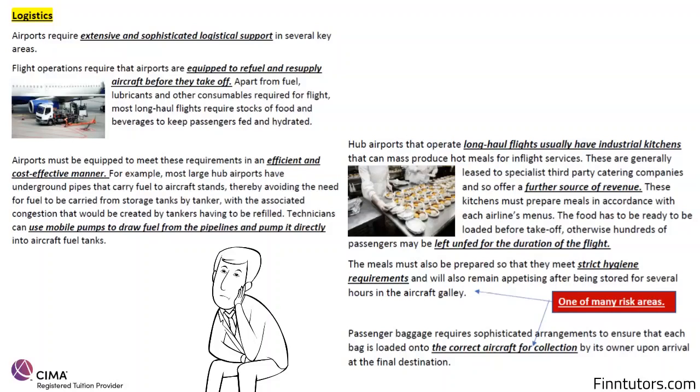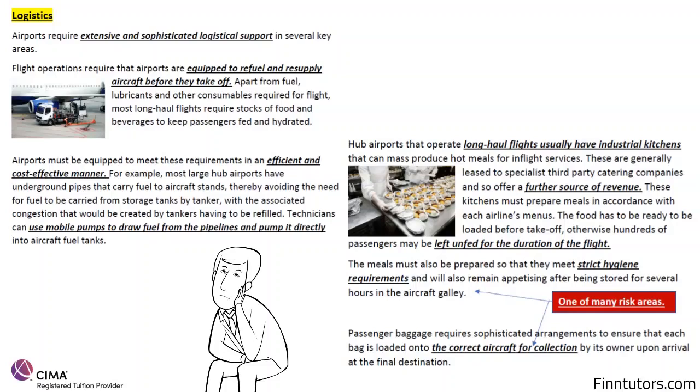For example, most large hub airports have underground pipes that carry fuel to aircraft stands, thereby avoiding the need for the fuel to be carried in tankers, and then the tanker loads the fuel into the aircraft. So all of this again becomes part of your airport design.